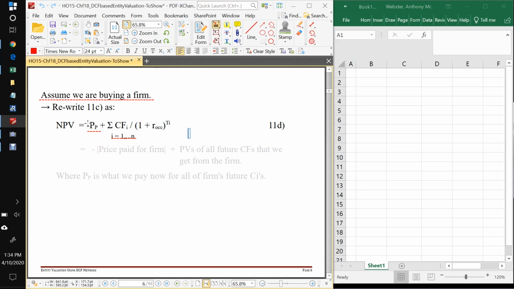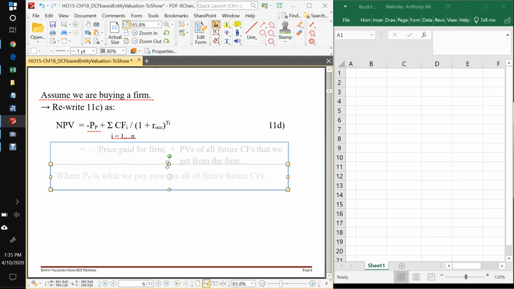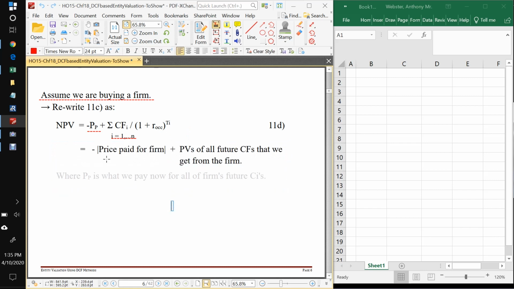So the NPV will be a big negative cash flow at t equals 0, the price that we pay for the firm. Then what do we get for that? We get the present value of all the future values of the firm. Looking at this in words, we have the price paid for the firm, and that's going to be negative. And then what we get are the present values of all those future cash flows. Again, PP is what we pay now for the right to get all those future cash flows. We get the right by owning 100% of the shares of the firm.